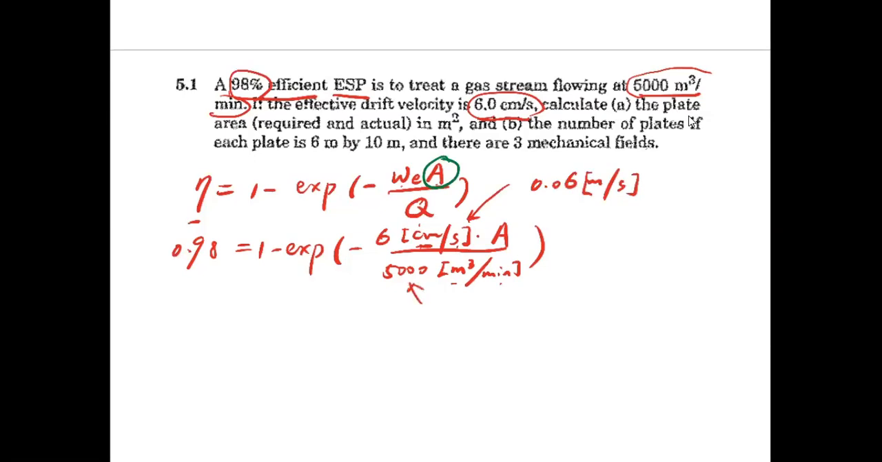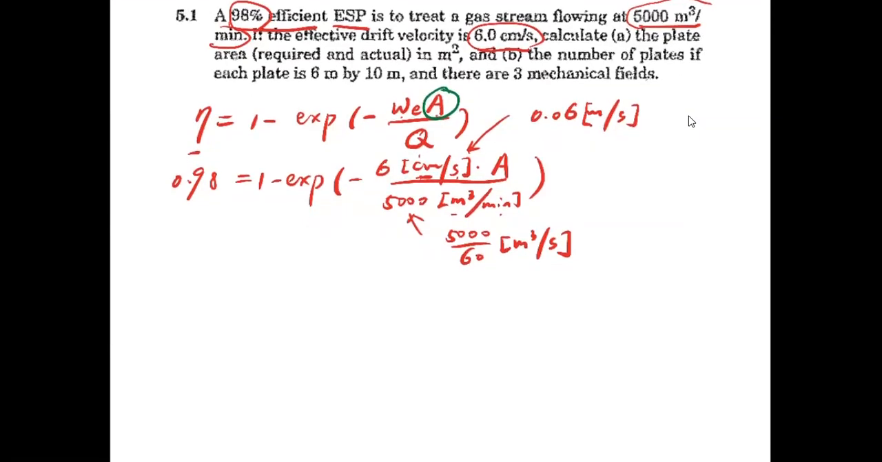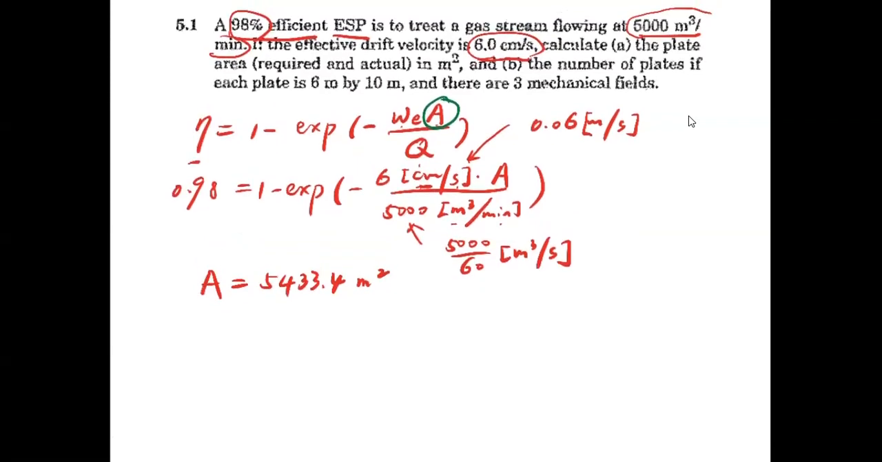And then in terms of the gas flow rate, that's going to be 5,000 divided by 60 meter cubed per second, okay? So we need to make sure that everything is in the same set of units, and I prefer standard units in these equations. Okay, so once we have this equation, you can find out that the A is 5533.4 meters squared, okay? So this is not the end yet. This is the minimum area or the active area of all the plates.